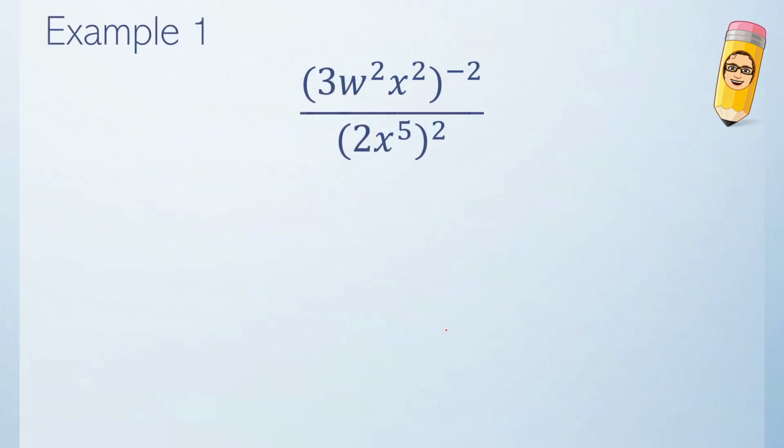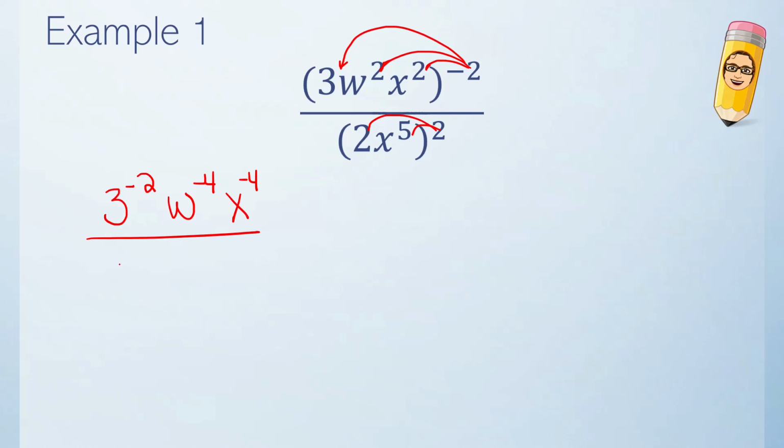Now, let's do a couple of examples with a bunch of information. So, first thing, I see power to a power first. So let's distribute this negative 2 in first, and let's distribute this 2 in the base. So I'm going to get 3 to the negative 2, w to the negative 4th, x to the negative 4th, over 2 squared x to the 5 times 2, which would be 10.